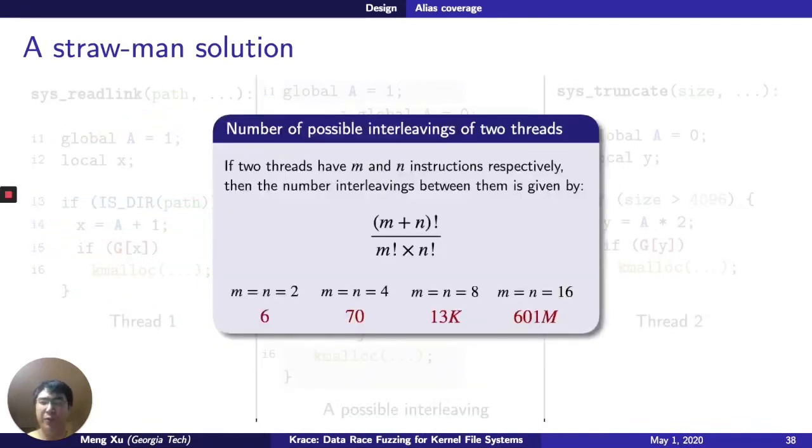But there's a problem. For example, if you have two threads which have m and n instructions respectively, here is a formula that gives you the number of states. To make sense of it, if m and n equal 16, which means there are 16 instructions in each thread, you're going to have 600 million states, which no one can actually explore in such a huge state space. It's too sensitive to thread behaviors. Even changing the order of instructions that doesn't have an impact on the thread execution is going to be counted as an interleaving, which is something we don't want.